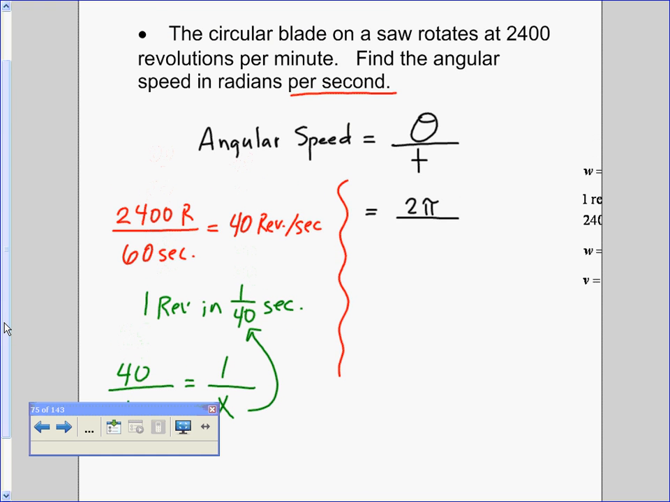All right, so my time then, I come back over here, and this is going here, so 1 over the 40. And when I simplify this, I'm going to get 80 pi radians per second. Okay, and it's radians per second because we're talking about the speed of the angle, how quickly the angle is changing. So we're talking about radians this time, whereas last time we were measuring in centimeters.